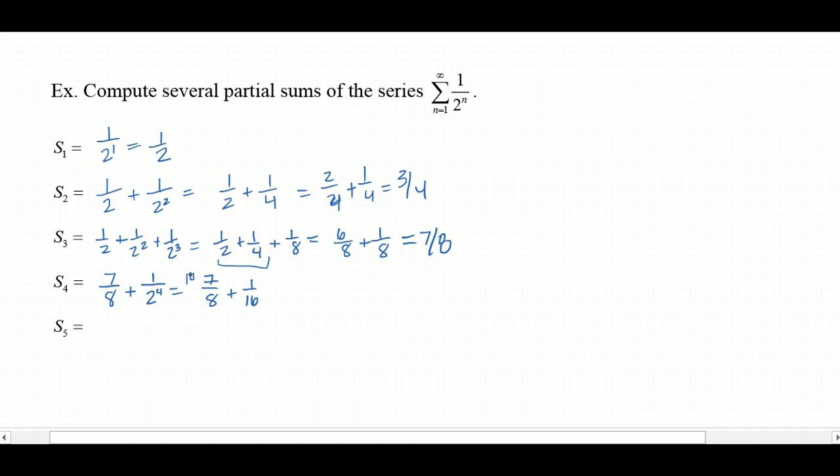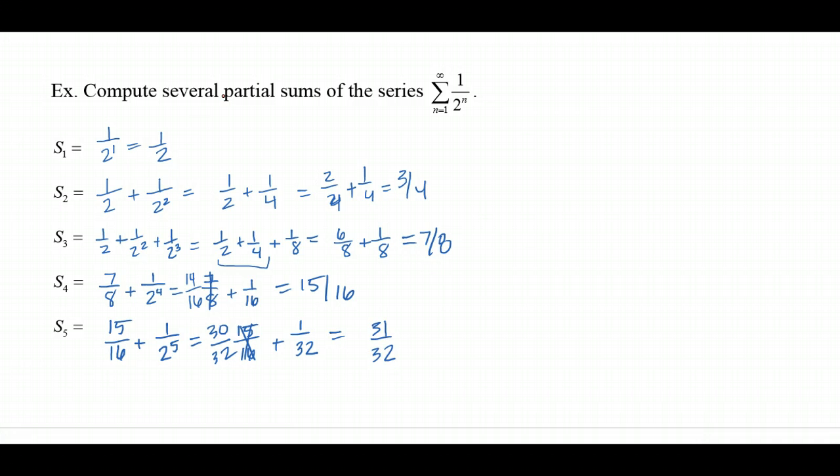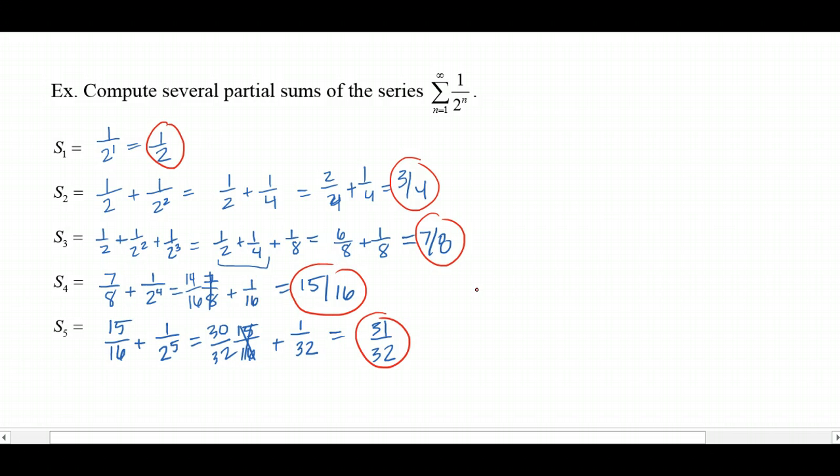7 over 8 is going to end up being 14 over 16. So this is 15 over 16. So S5 is going to be S4, 15 over 16, plus 1 over 2 to the 5th. So 15 over 16 plus 1 over 32. So 15 over 16 is 30 over 32. So 31 over 32. So we've computed several partial sums. We ended up with 1/2, 3/4, 7/8, 15 over 16, 31 over 32 as our sequence of partial sums.